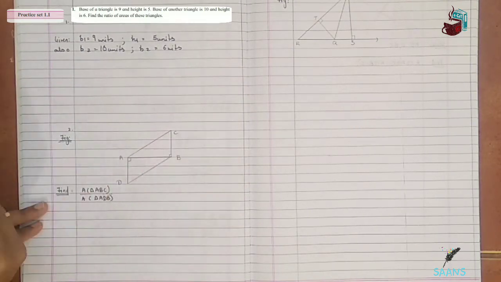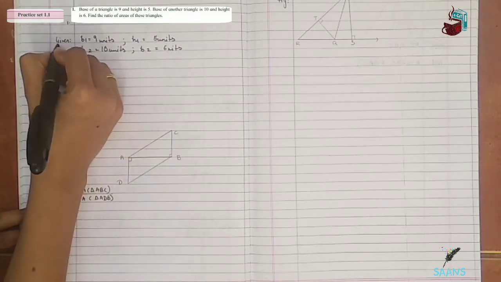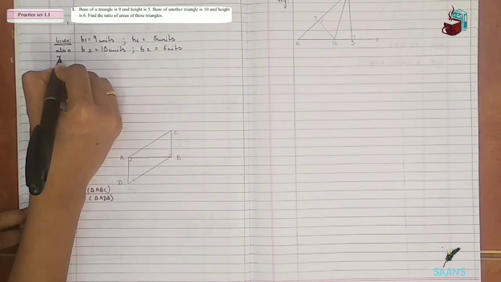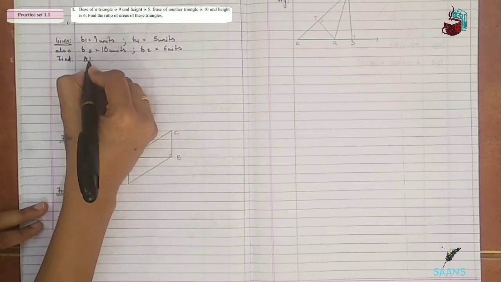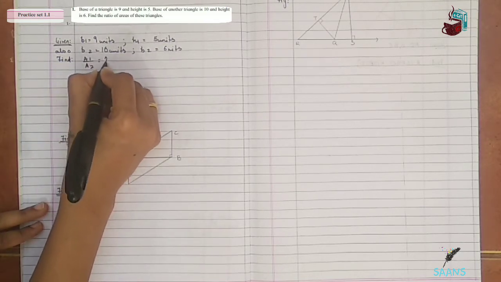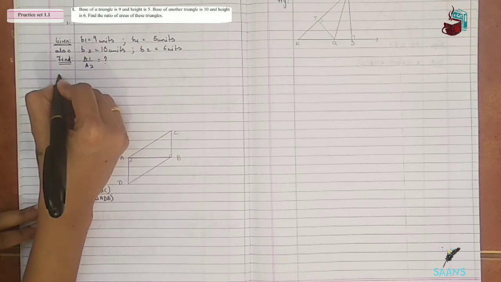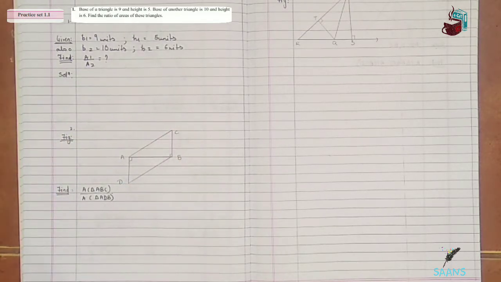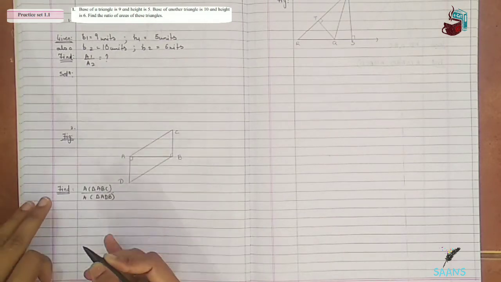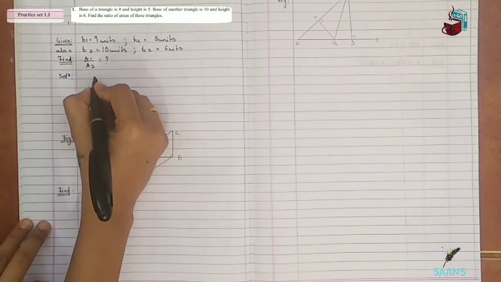What are they saying? Find the ratio of the two triangles. So what are they asking us to find? A1 upon A2 is equals to how much? Go directly to the solution. Need not draw the figure for this type of a sum. Okay, kids? Very easy, direct, straightforward sums these are.